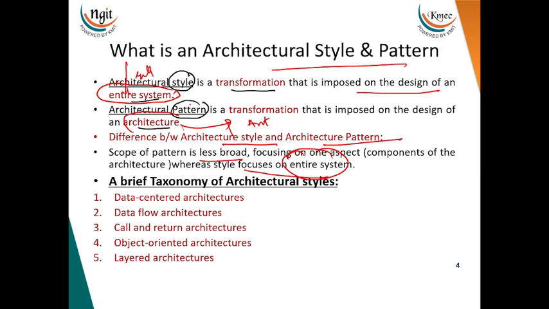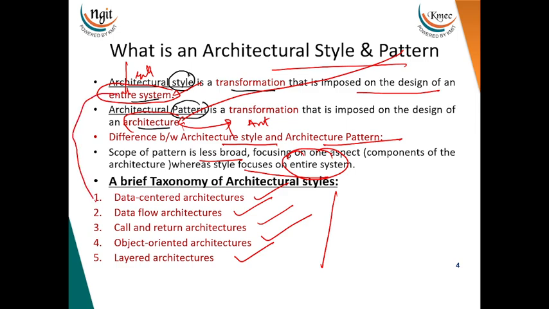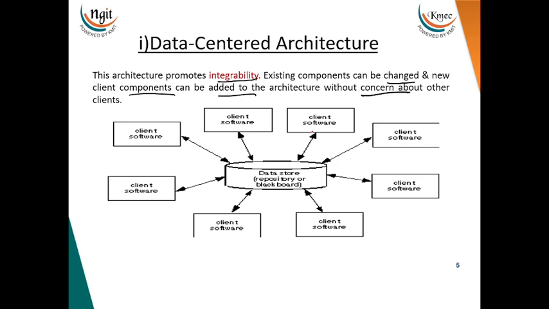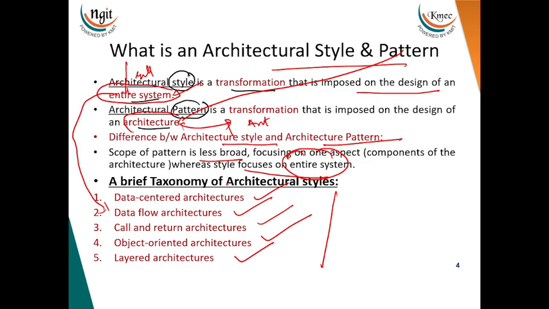There are different architectural styles: data-centered architecture, data flow architecture, call and return architecture, object-oriented architecture, and layered architecture. So architectural style is on the entire system, whereas a pattern is imposed on the design of an architecture. These are the different things on the entire system. Now we are going to see all these five parts, and then again we are going to see architectural patterns. So in this video we are going to see this.